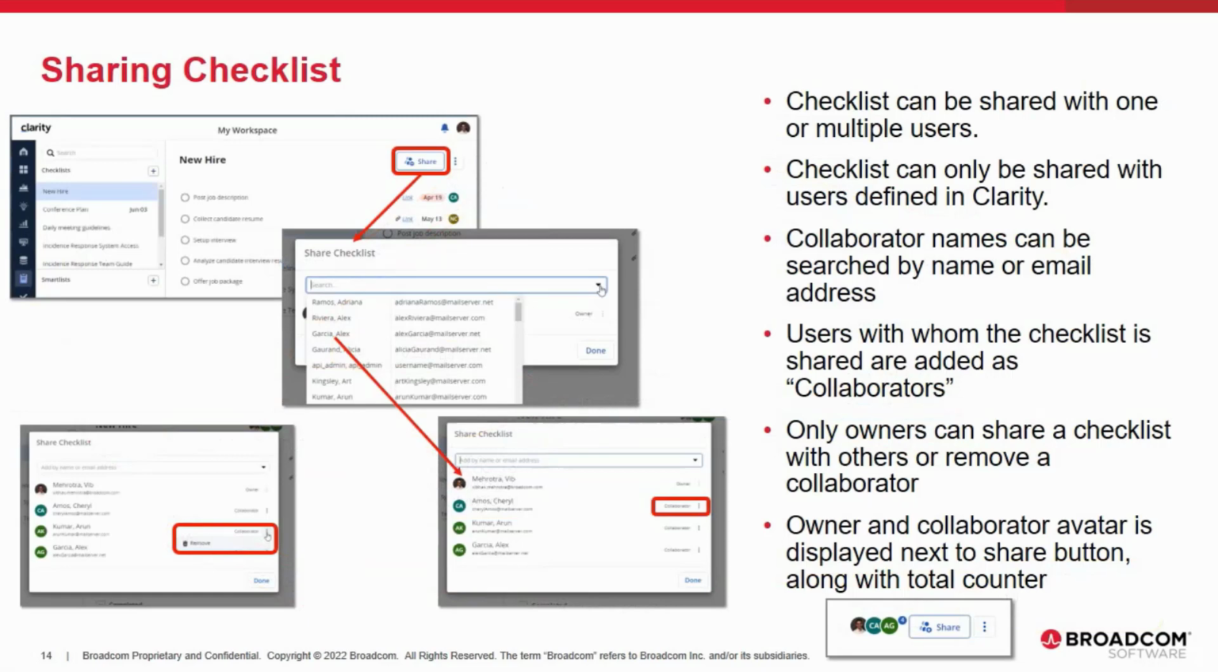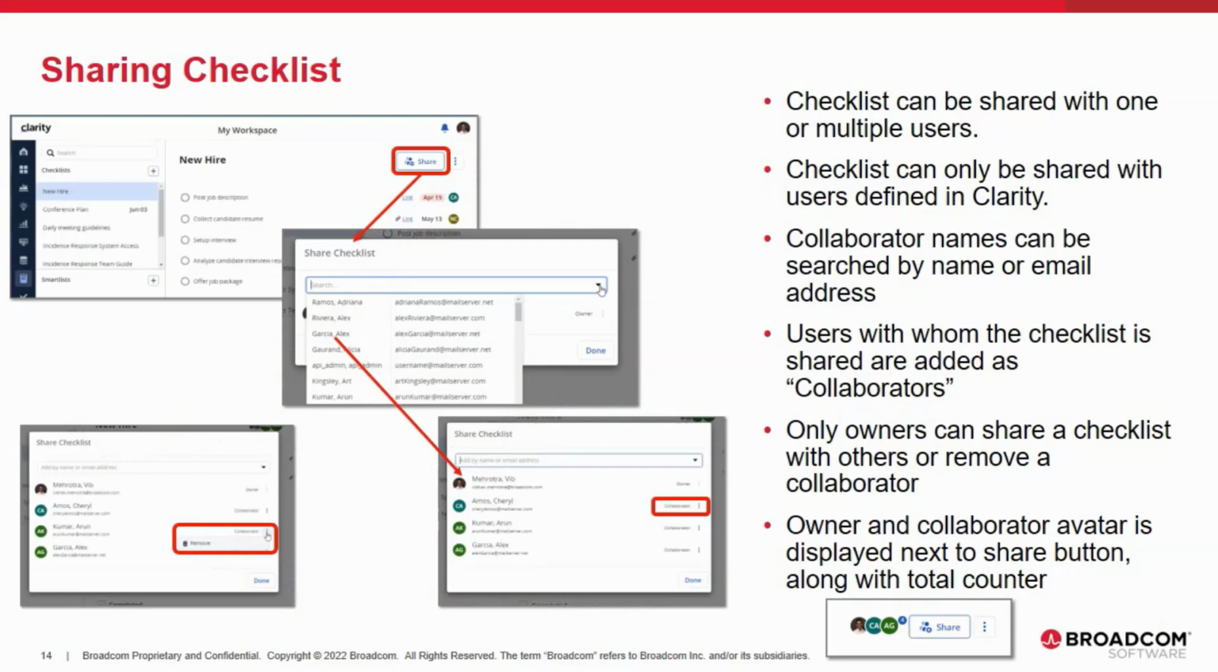End user can also share a checklist with others within Clarity. The checklist can be shared with one or multiple end users. The checklist can be shared with only Clarity defined users. So users that have been defined and are active in Clarity, they are the ones that the checklist can be shared with. Collaborator names can be searched either by their full name or by an email address.